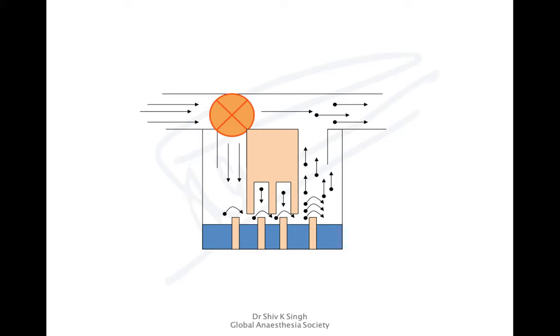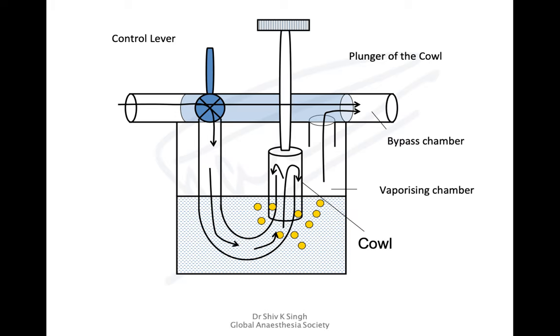The other way is to actually increase the surface area in which the liquid anesthetic can be there, or increase the time over which the gases passing through the vaporizing chamber have more time to pick up the gas. This is called baffles. So these are baffles you'll find in the newer machines.